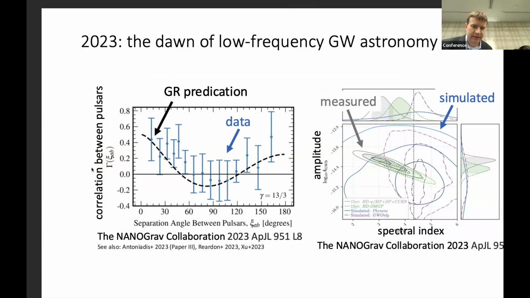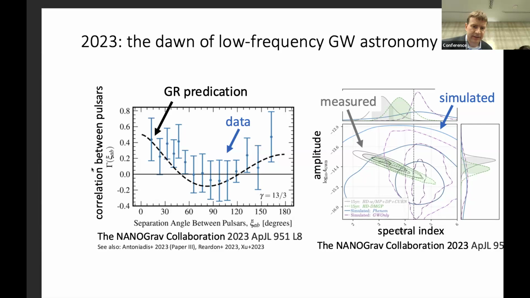So the blue points here are measurements from the correlation of that gravitational wave signal as a function of the angular separation between the pairs of pulsars. And the black curve is the prediction, the so-called Hellings-Downs correlation. And you see that the data follow the prediction very nicely.